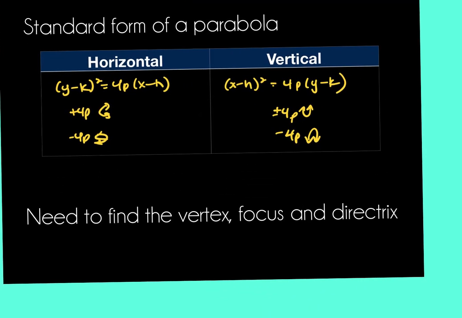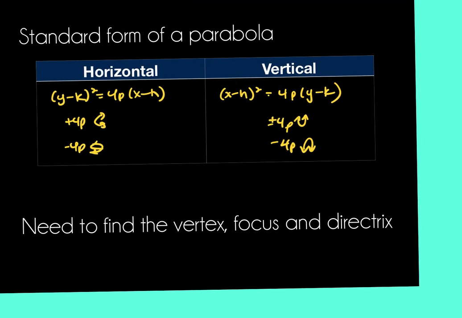How does the equation look if it's on zero? There would just be no k and no h. Under the vertical, it's plus 4p. If it's plus, positive 4p, it's up. Negative 4p, it's down. Your vertex is your h, k.